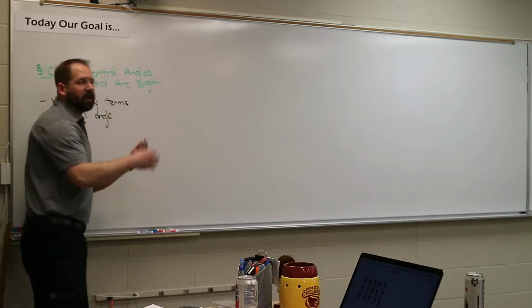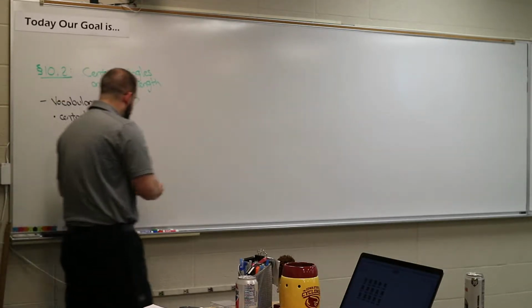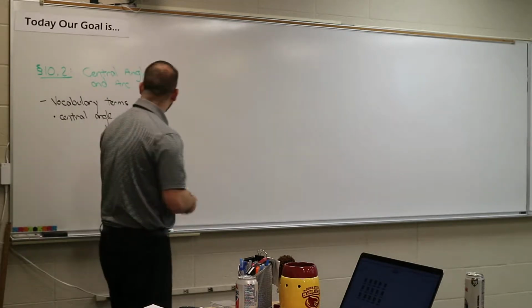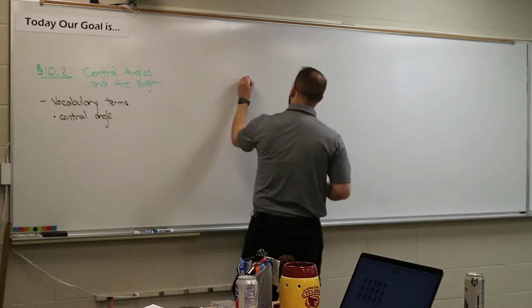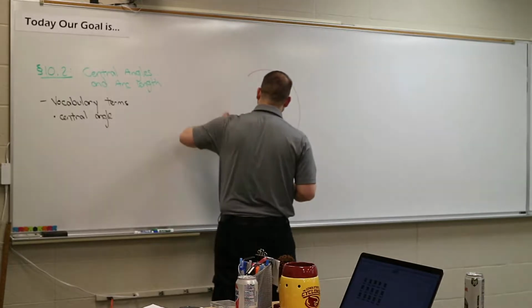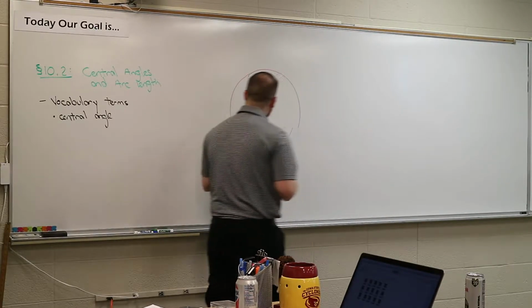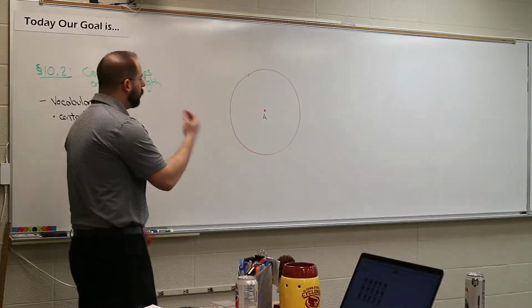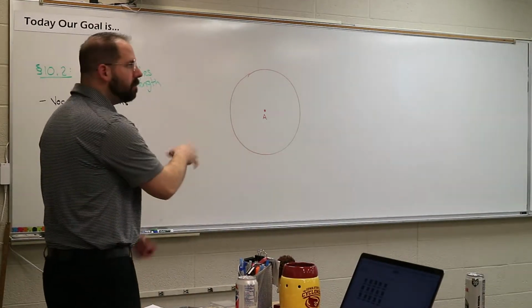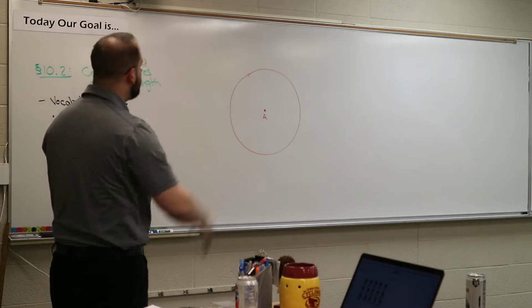Obviously all this stuff deals with circles because that's the chapter that we're in. We moved into chapter 10, right? So if I draw a circle here, best I can, call this the center, let's call that A. So the name of that circle, according to your homework, is circle A.